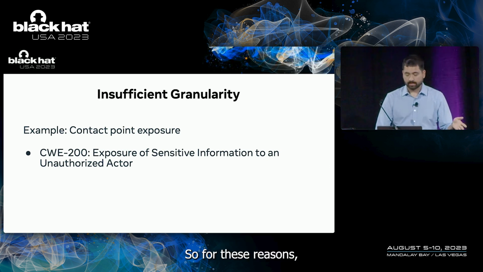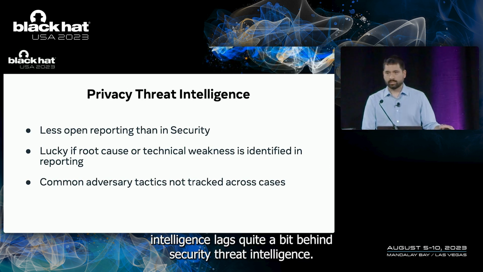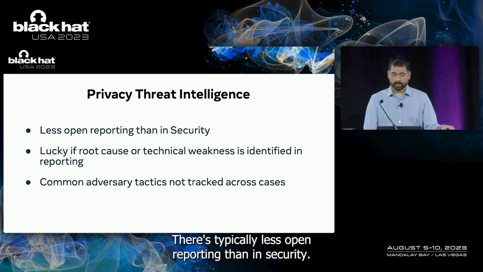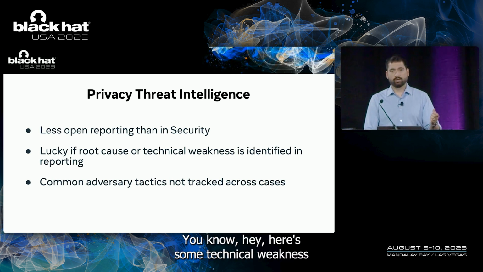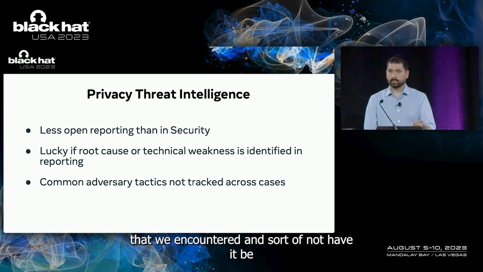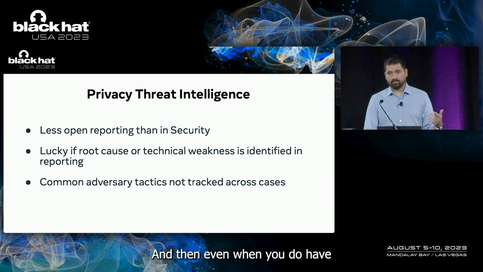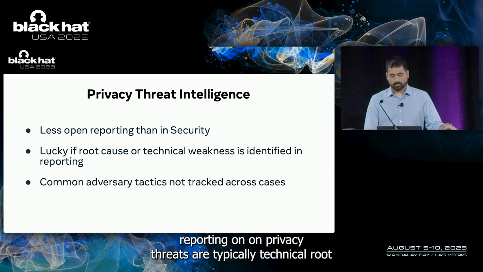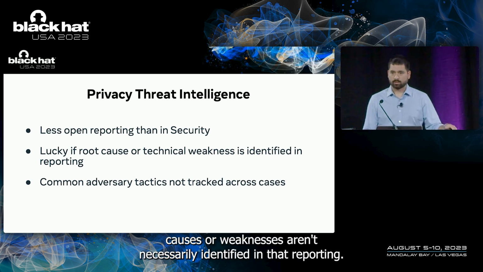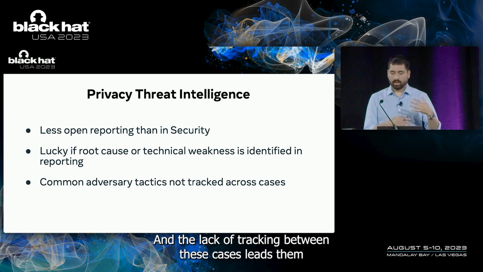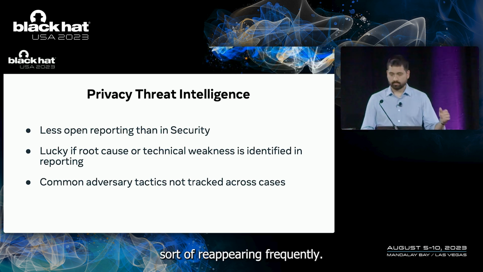So for these reasons, privacy threat intelligence lags quite a bit behind security threat intelligence. There's typically less open reporting than in security. It's very easy to ship off, hey, here's some technical weakness that we encountered, and not have it be tied to your specific setup and infrastructure. And even when you do have reporting on privacy threats, typically technical root causes or weaknesses aren't identified in that reporting. As a result, common adversary tactics pop up again and again, and the lack of tracking between these cases leads to them reappearing frequently.